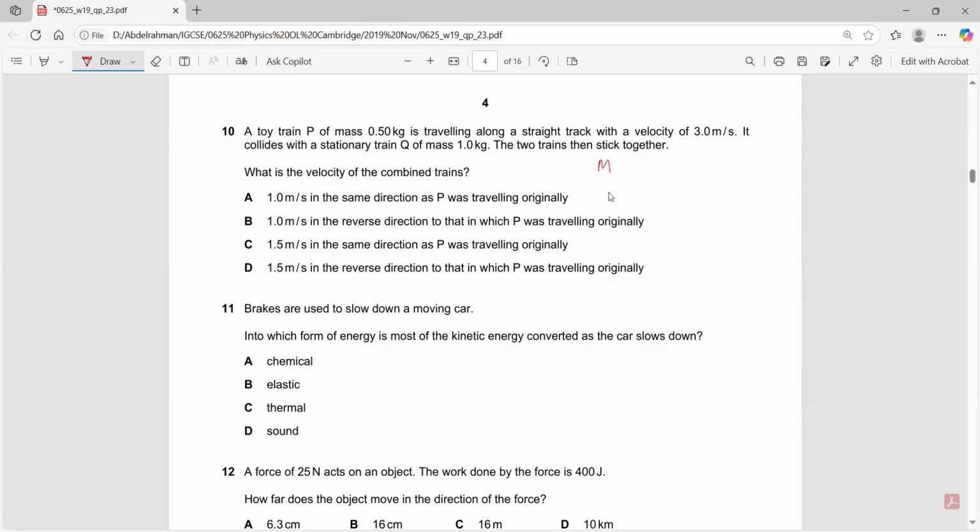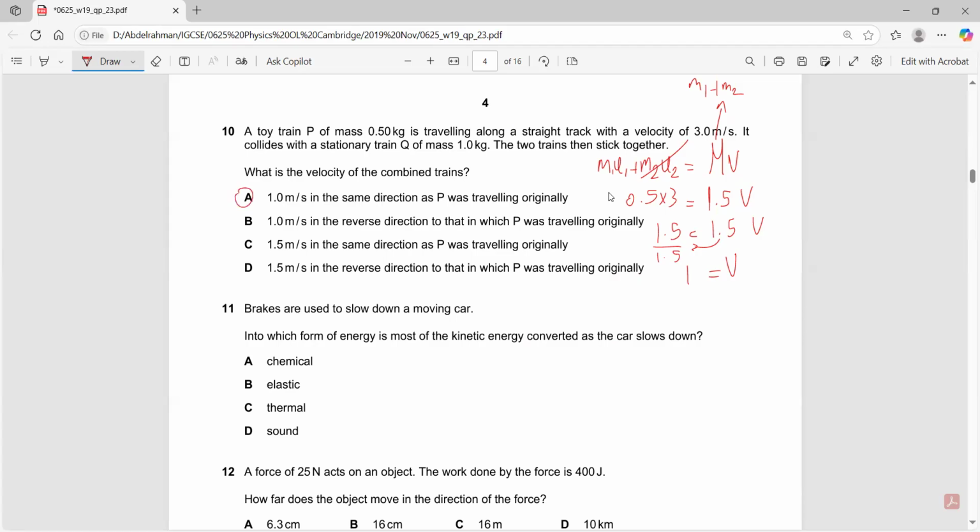So, m1u1 plus m2u2 would be equal to what? mv, in which m is equal to m1 plus m2. m2u2 is 0 because the other train is stationary. m1u1 would be 0.5 times 3, which is 1.5, equal to the combined mass of these two trains, 1.5, times the velocity. To find the velocity, it would be 1.5 divided by 1.5. So the velocity would be 1 meter per second in the same direction.